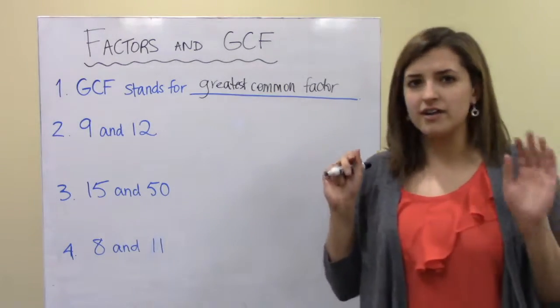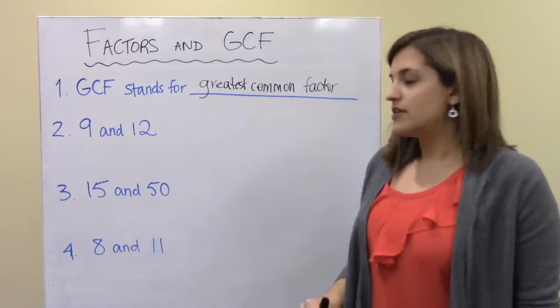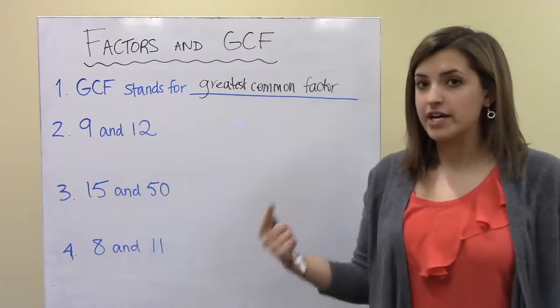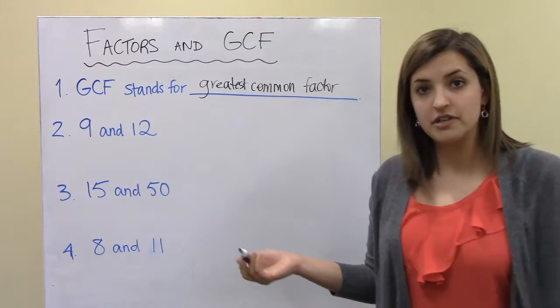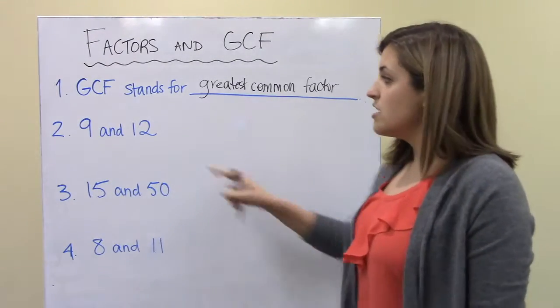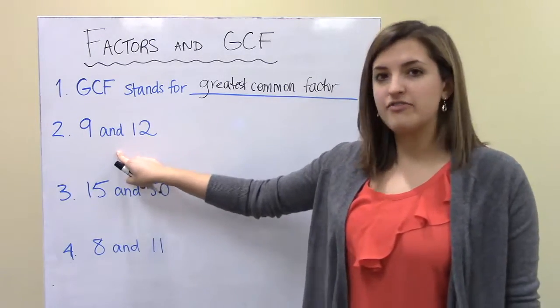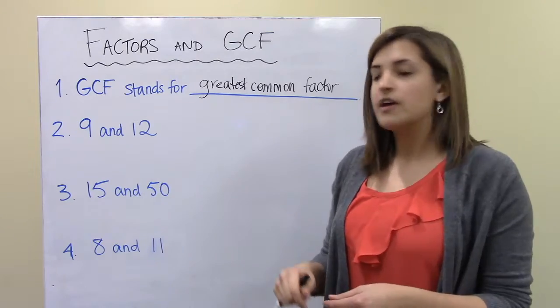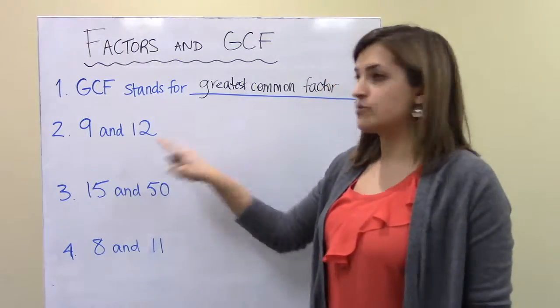And if you think back, probably a long time ago you made factor trees. Well, those are going to kind of come into play again, although you don't have to make factor trees all the time if you don't want to. So if we're going to look for the greatest common factor between 9 and 12, we're looking for the greatest number that goes into both 9 and 12.